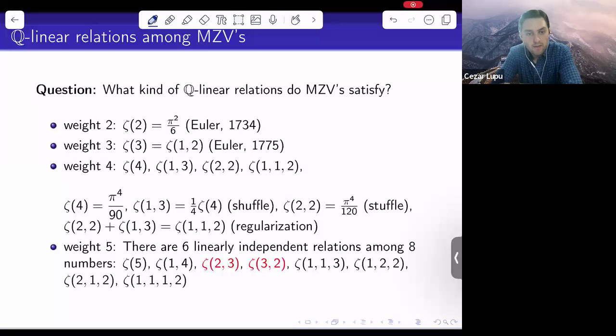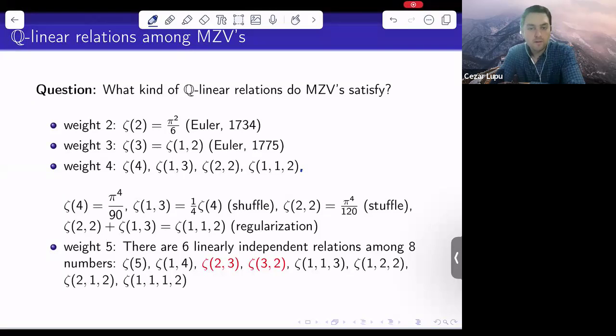In weight 4 we have these relations: zeta of 4, zeta of 1, 3, zeta of 2, 2, and we have a triple zeta, 1, 1, 2. I don't understand why there's a comma there. It should be a dot. That's it. We don't have anything else.